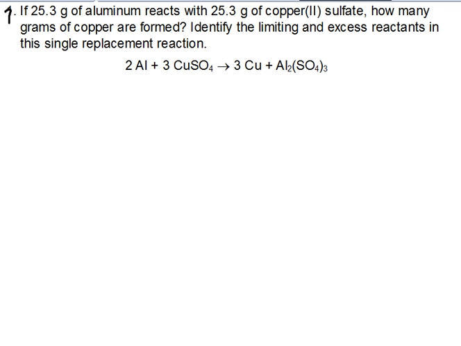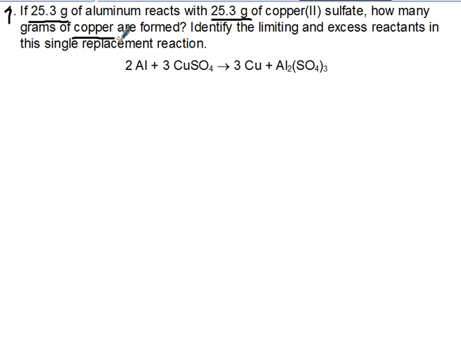This is stoichiometry test review questions 7 and 8. For 7, we are given the chemical equation already balanced, and we are given two masses, one of aluminum and the other one of copper 2 sulfate. So those are our two reactants here. Whenever we're given two masses, we should treat that as separate stoichiometries. We're asked how many grams of copper are formed.